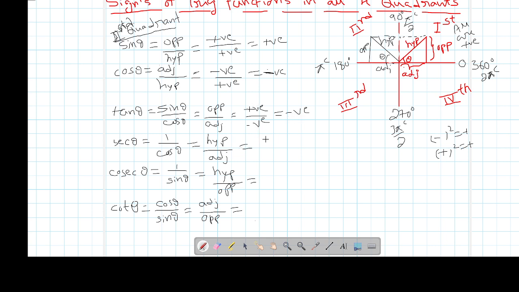What is sec theta? 1 by cos theta. If you apply 1 by cos theta, already I got minus. 1 by minus is minus. Otherwise, if you apply the basic formulas, hypotenuse divided by adjacent. Hypotenuse is always positive. Adjacent is negative here. Adjacent is always the x-axis. So positive by negative will be negative. In the same way, what is cosecant theta? Hypotenuse is always positive divided by the opposite side. The opposite side is parallel to the positive y-axis. This will be positive.